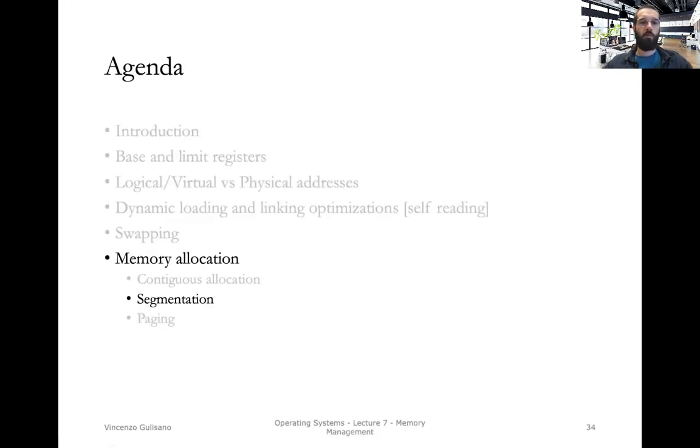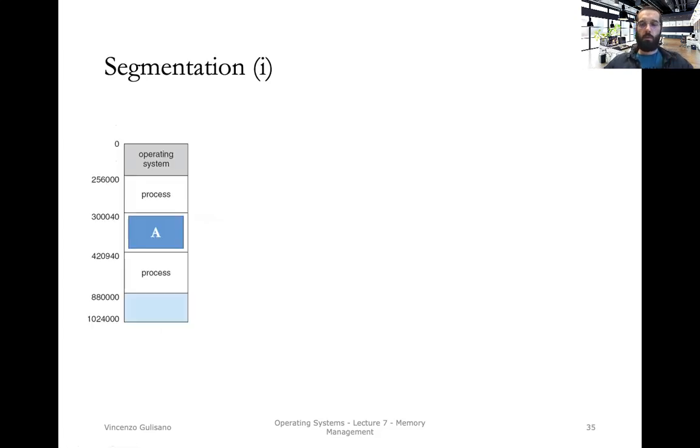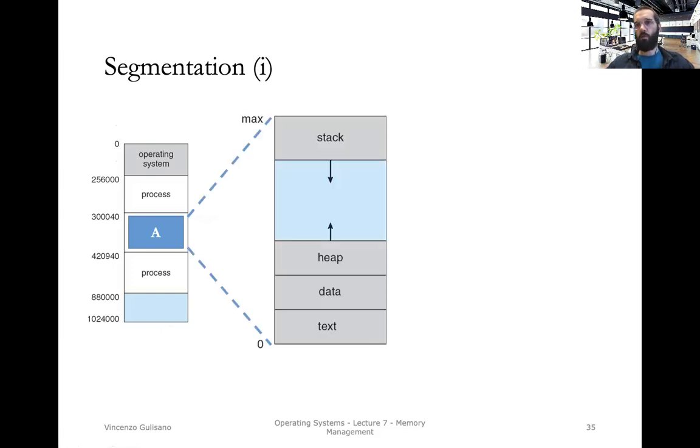Let's move now to segmentation. So we have this process A in memory. This is from the previous example. And we know that if we look inside what is the content of A in memory, we have different parts in the process. This we discussed in the very beginning. We have stack, heap, data, and text.